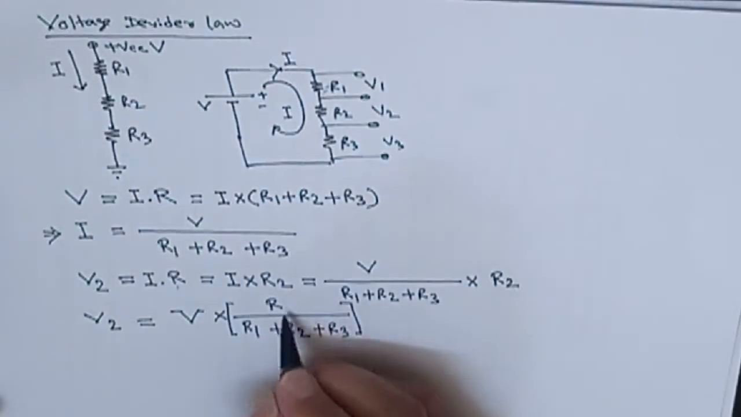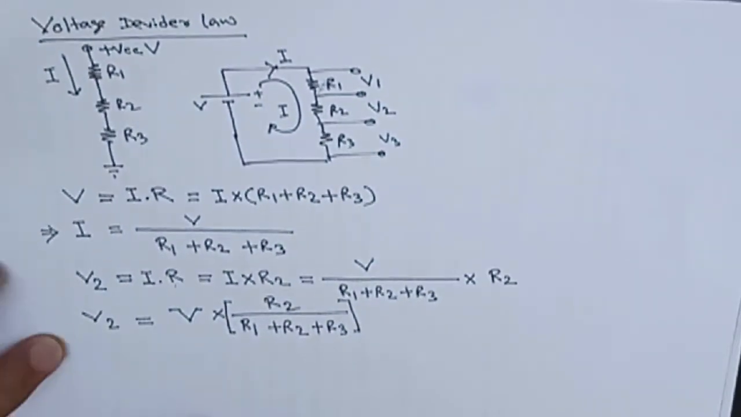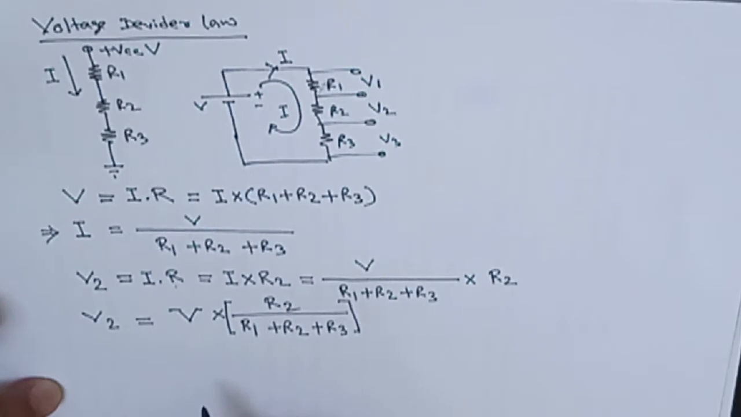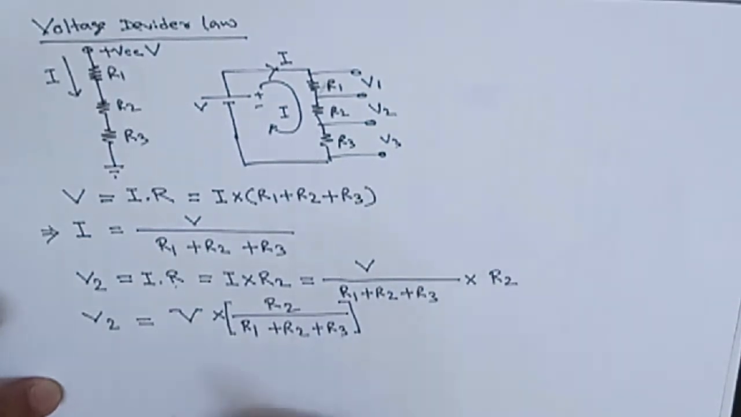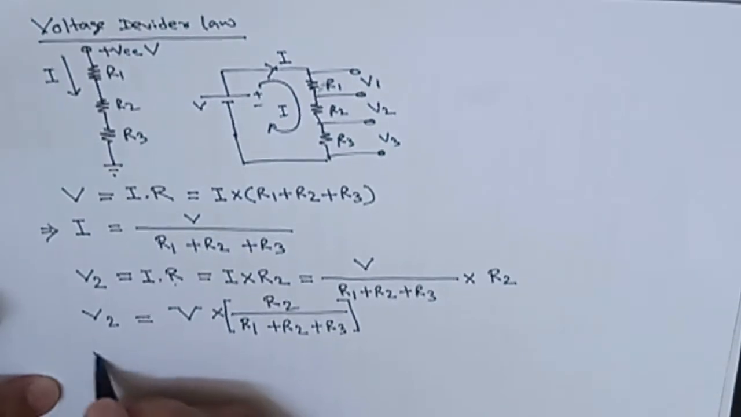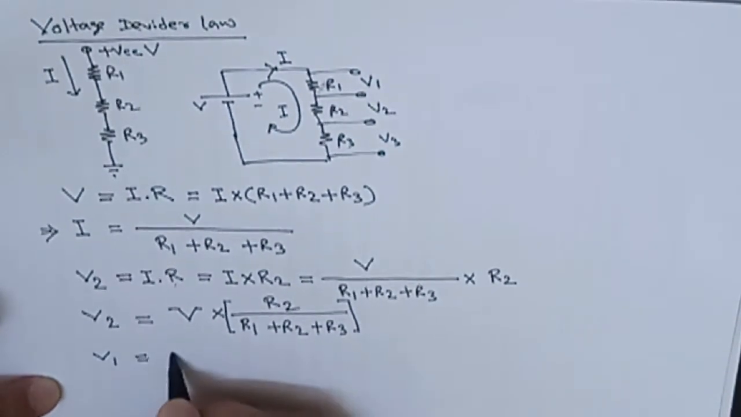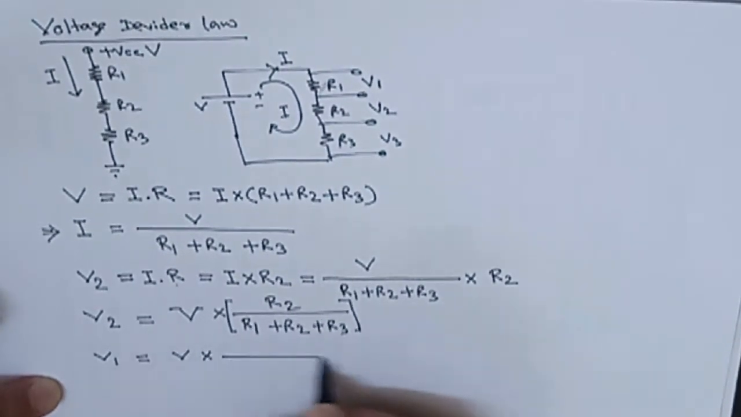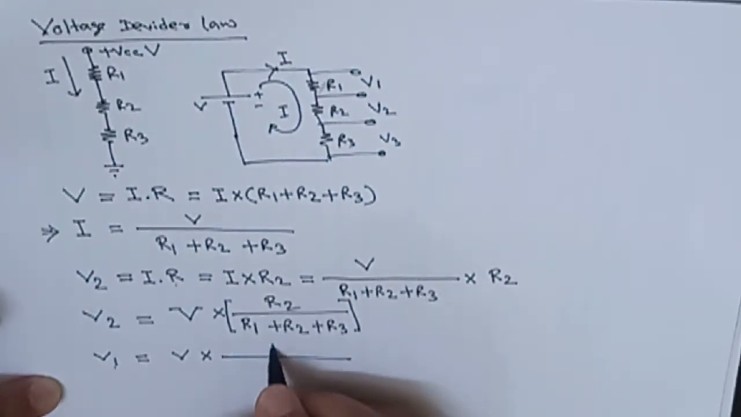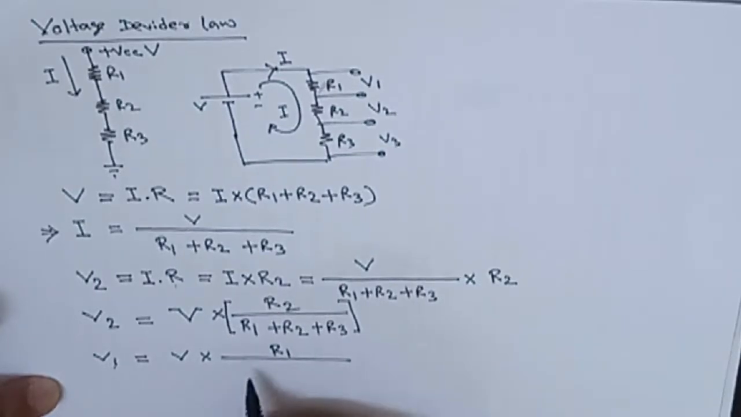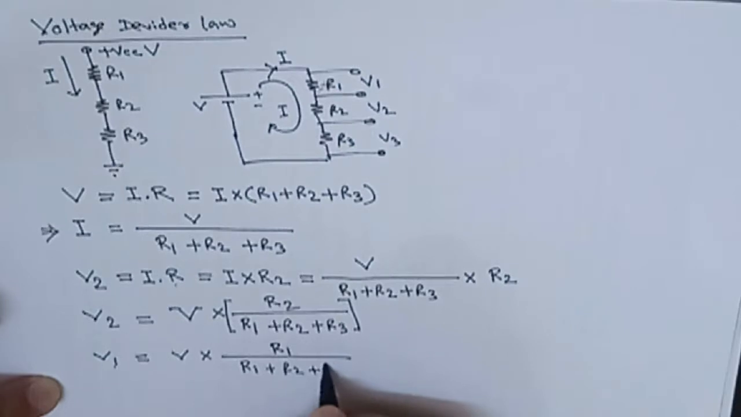So here R2. Now if you check, this is only for three resistances. If it is more than three resistances, based on this formula, this is a very easy formula, based on this formula we can find out any voltage. So V1 should be capital V into which resistance? V1. So it will be R1, and the down resistance is R1 plus R2 plus R3.